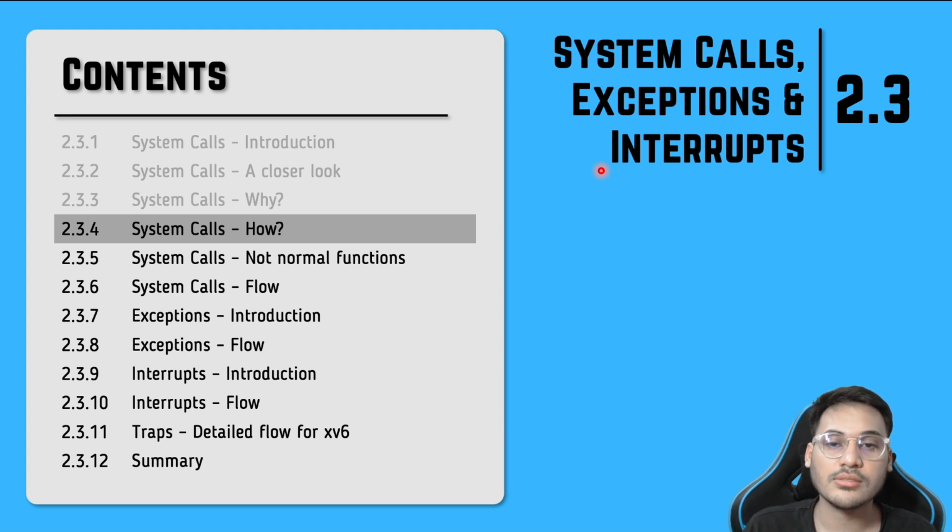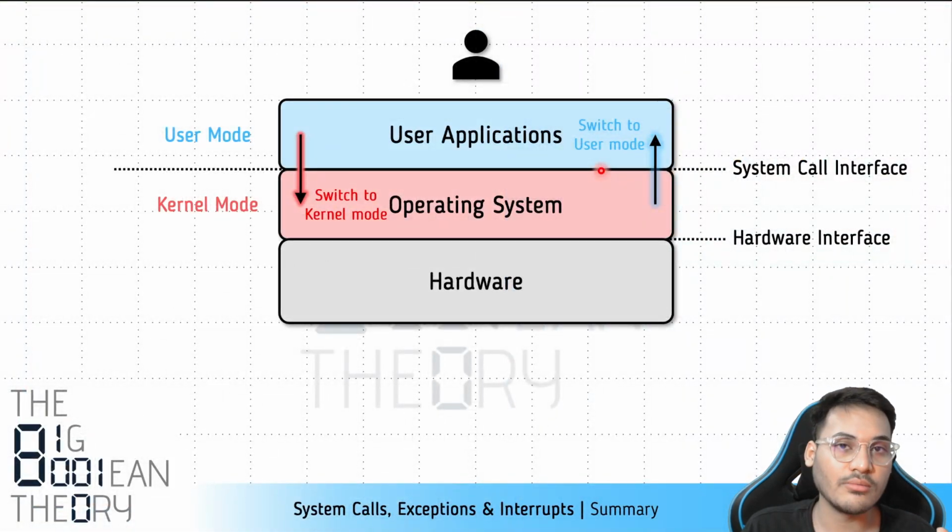Then we looked at how this mechanism of system calls is implemented. Basically we discussed that there is a concept of privilege.